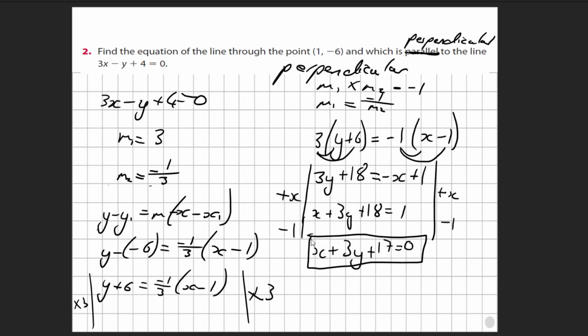Ultimately we're doing very, very similar things in both situations. It's just if they tell you to use perpendicular, just flip your numerator and denominator and change the sign. You've got some work set out for you there, guys. You can give a try at that.